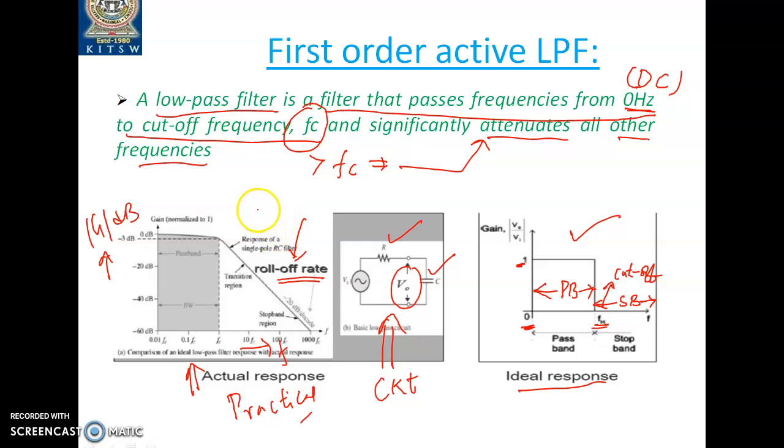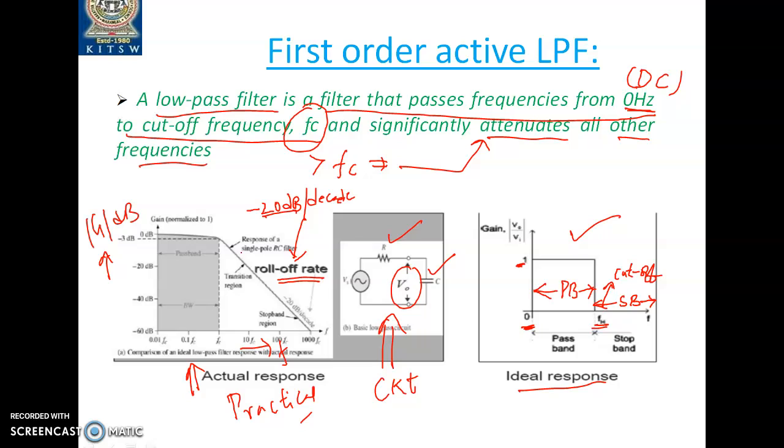Okay, so for the first order, the roll off rate should be minus 20 dB per decade. So that's the meaning of this. Okay, so minus 20 dB per decade. For every 10 times increase in frequency, the gain will fall by 20 decibels. So this is generally how we describe the filter.